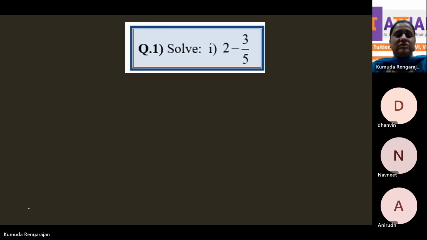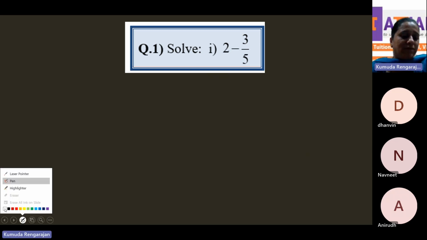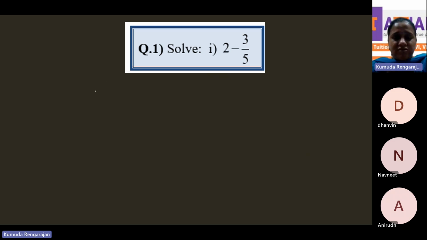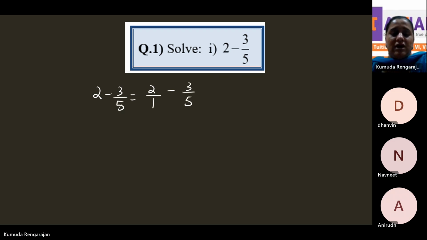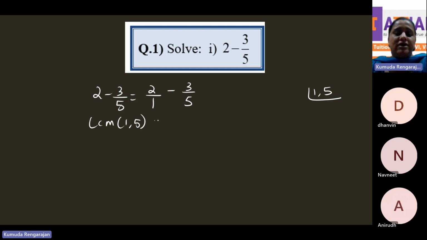Now here, solve 2 minus 3 by 5. Listen to me carefully. 2 means 2 by 1. So it is 2 by 1 minus 3 by 5. Now they have different denominators, so you should find the LCM of the denominators, 1 and 5. What is the LCM of 1 and 5? 5, ma'am. The LCM of 1 and 5 is 5.